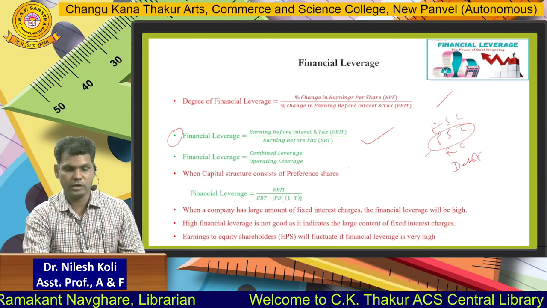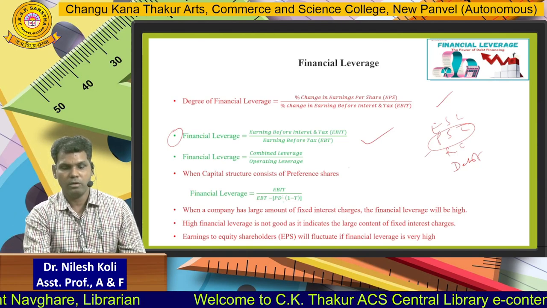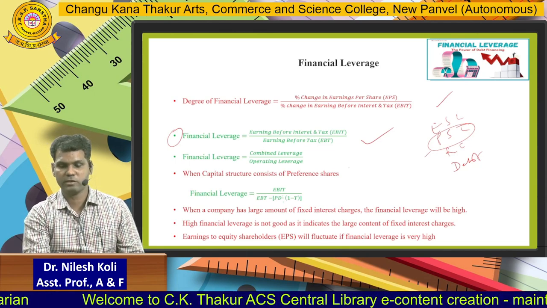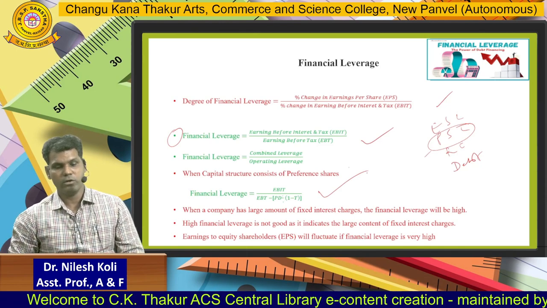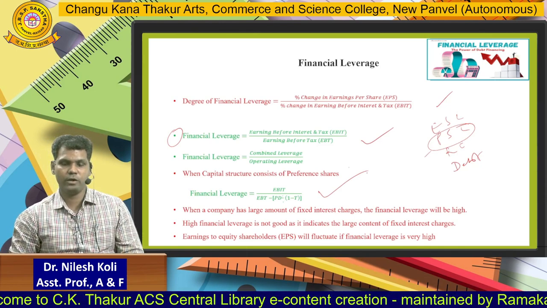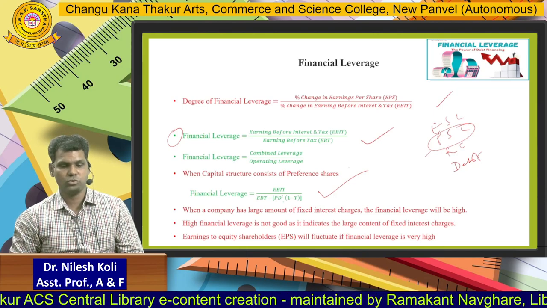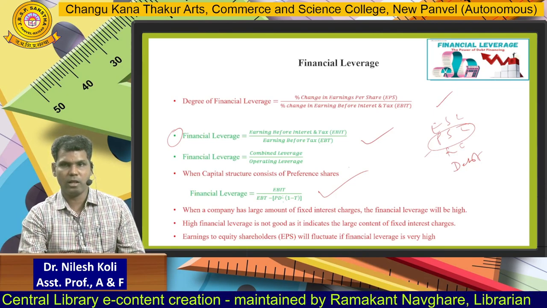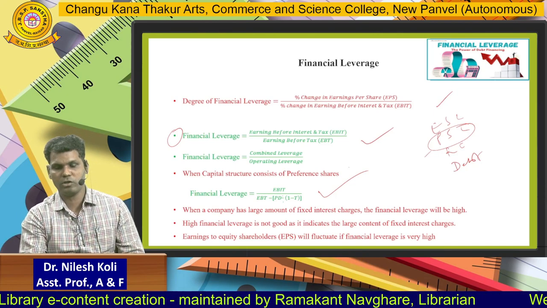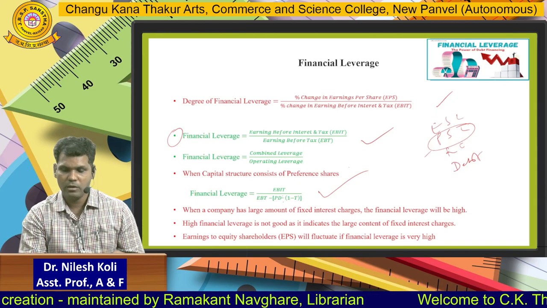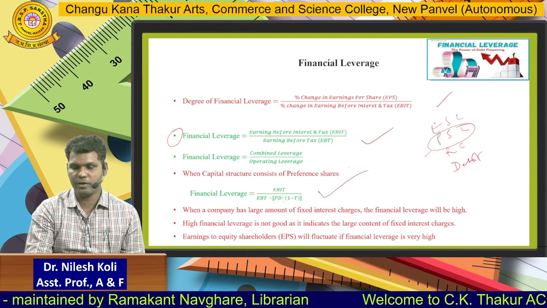The formula is EBIT upon EBT minus preference dividend, divided by 1 minus T, where T stands for tax. We use this formula when the capital structure consists of preference shares. Then the company has a large amount of fixed charges and the financial leverage is high, because the interest component is high, and obviously it will increase the financial leverage.